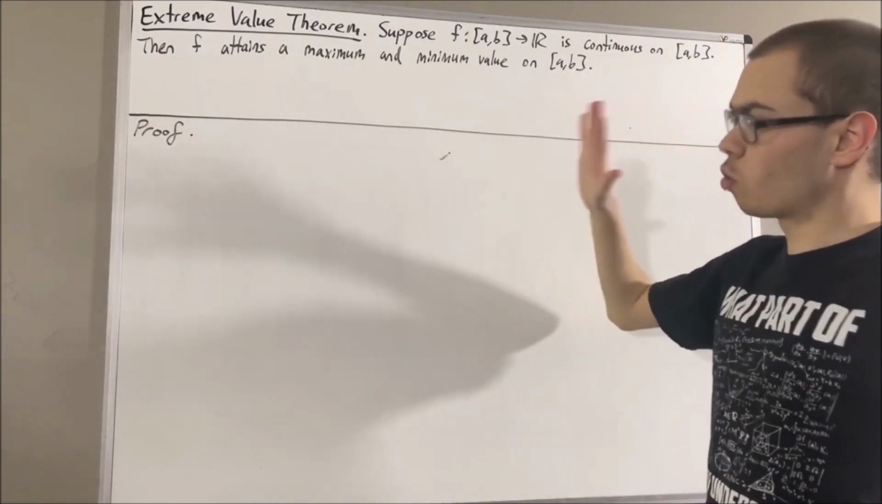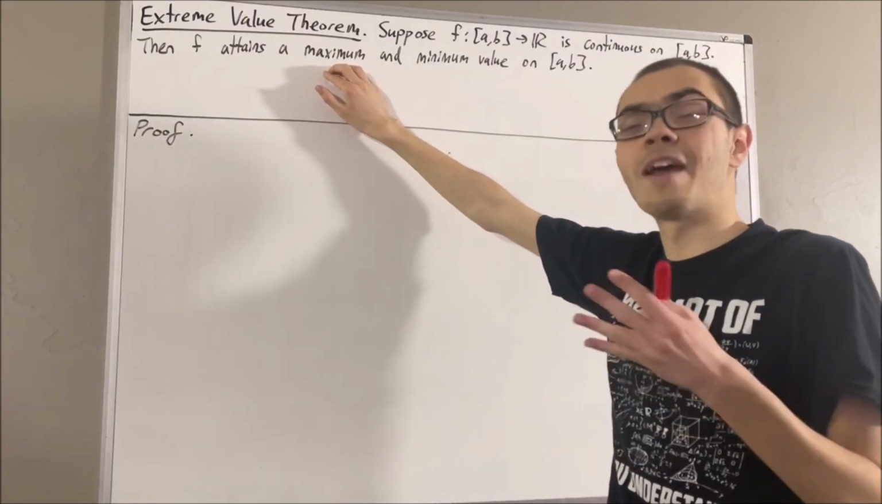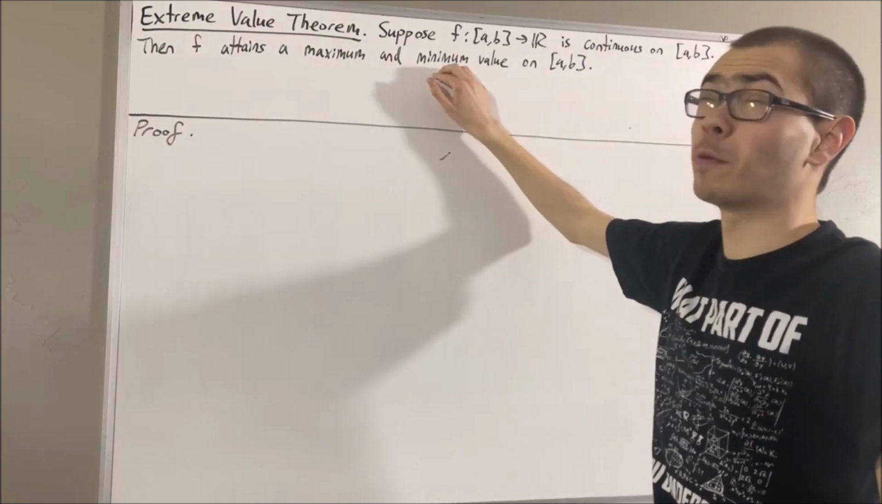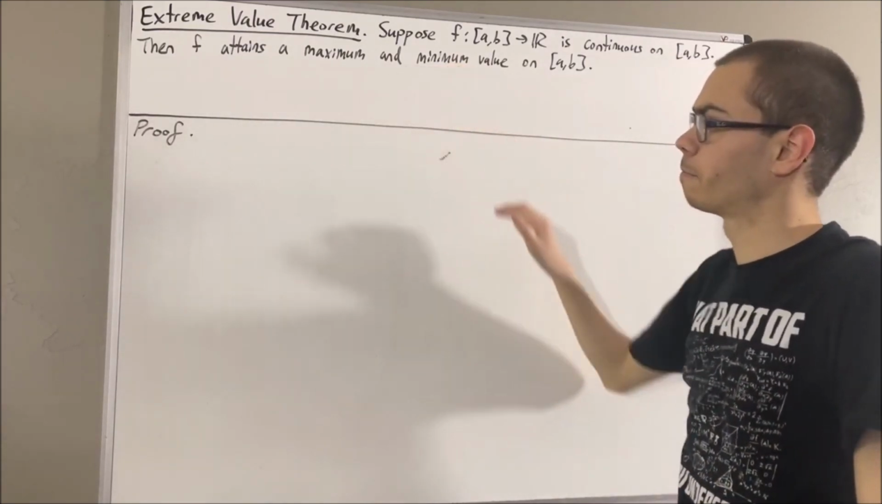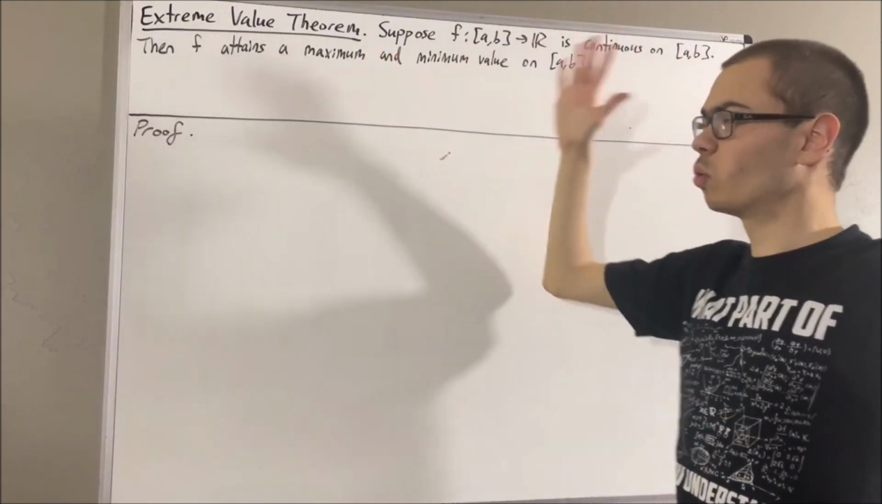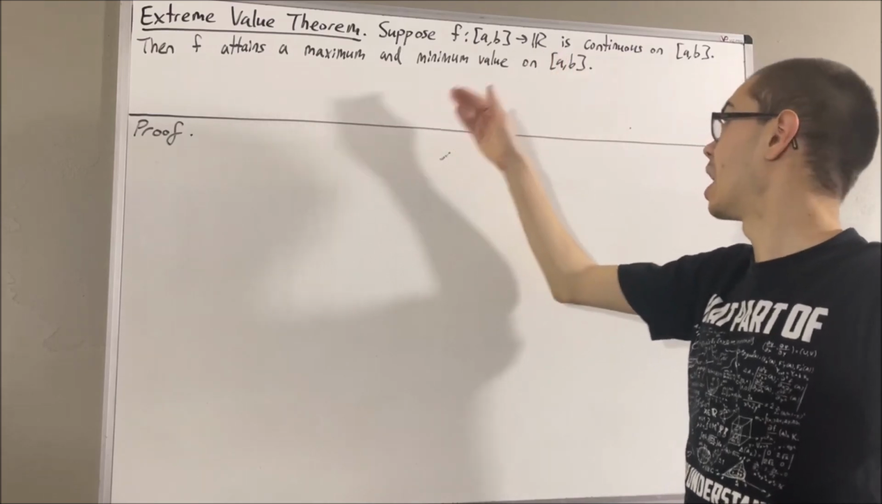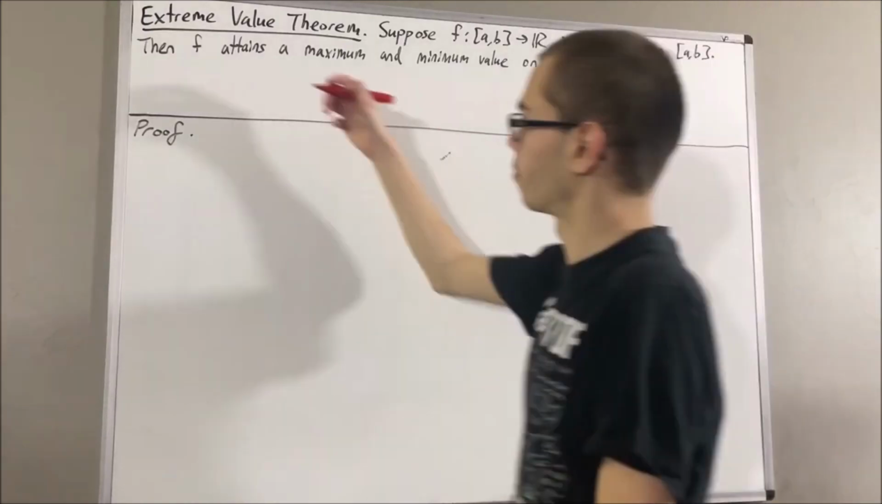In other words, we're trying to show that f has an output value that is greater than or equal to every other output value of f, and we want to show that f has an output value that is less than or equal to every other output value of f. Now, in proving this theorem, we are going to be using the fact that any continuous function on [a, b] is also bounded on [a, b].